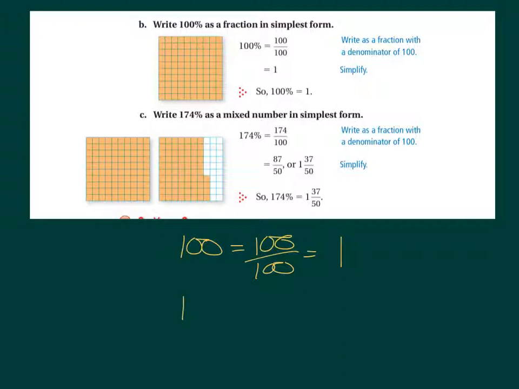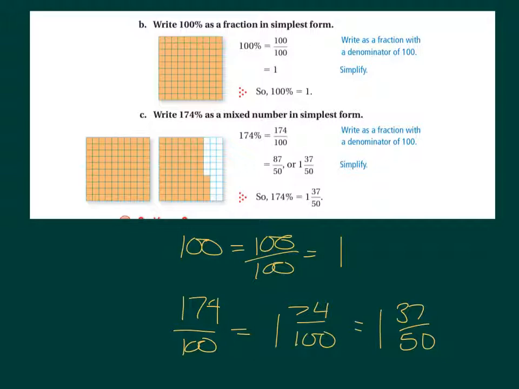When we have numbers that are bigger than 100, we change them to mixed numbers. So we would say, okay, if it's 174, we know that we have one whole part because of the 100, and then we have 74 over 100 left over. And again, we can reduce that 74 over 100. When we do that, we would divide by 2, and we would get 1 and 37 over 50.